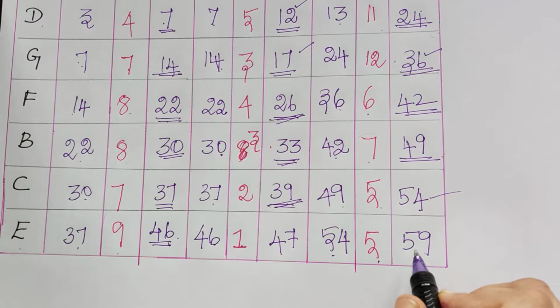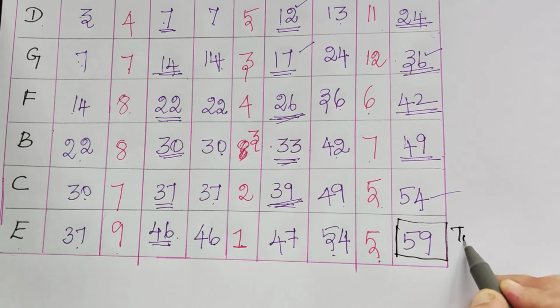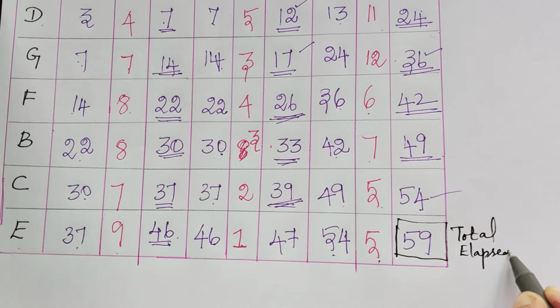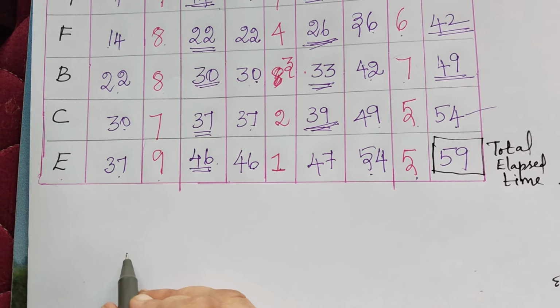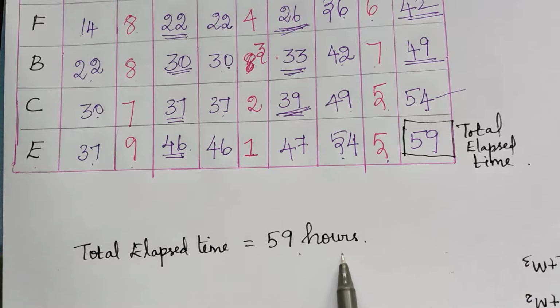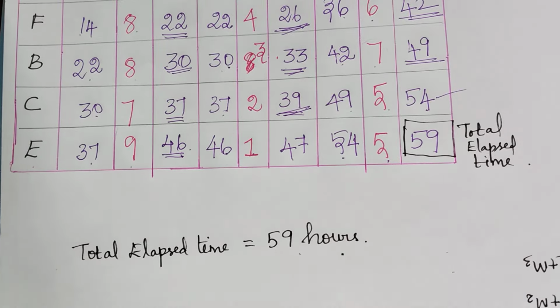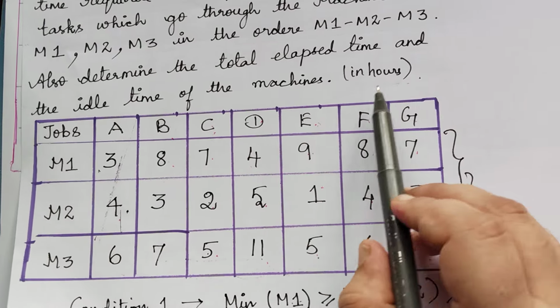And this gives us the total elapsed time. So therefore 59 is the total elapsed time. So let us write it. So therefore the total elapsed time is equal to 59 hours. The question is also about the idle time. So I have included that here. Please make a note of it.